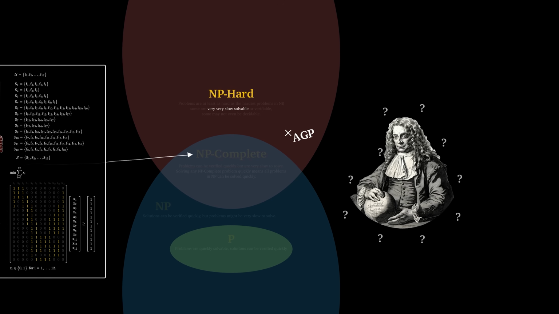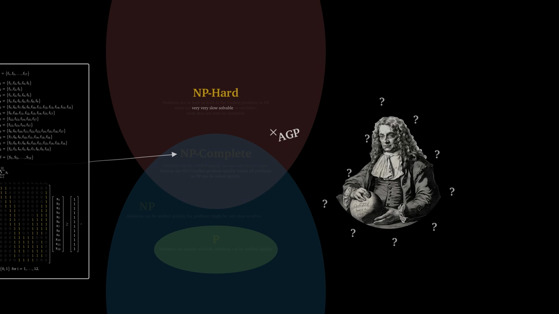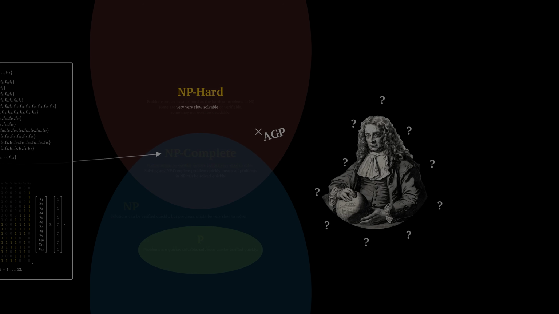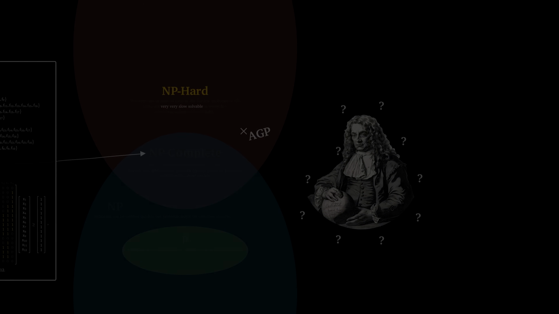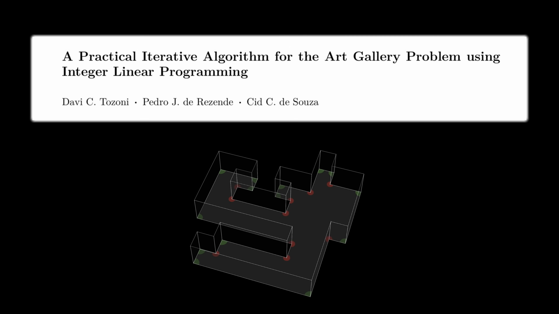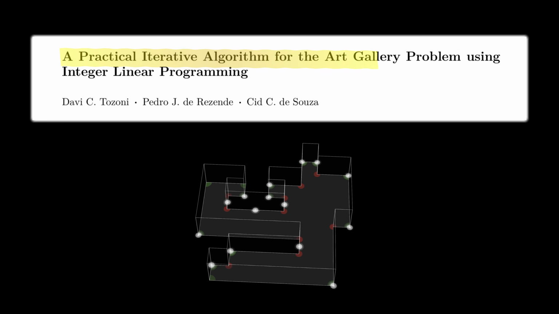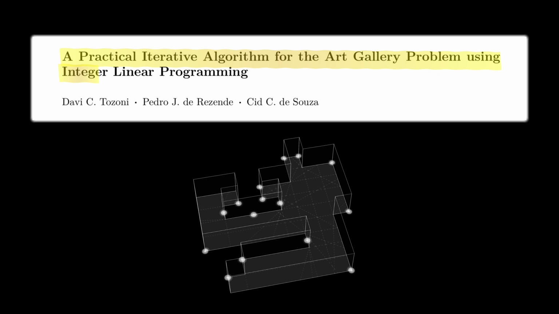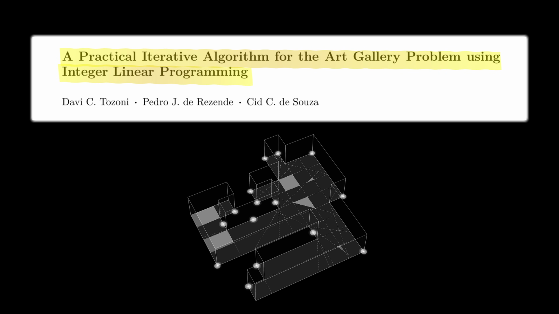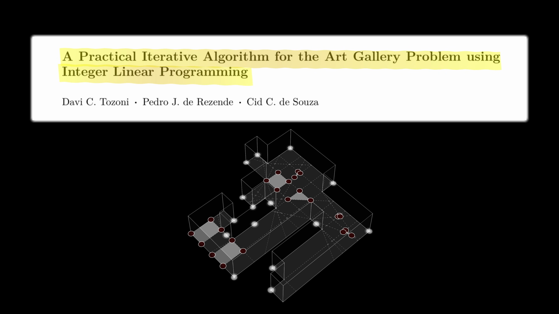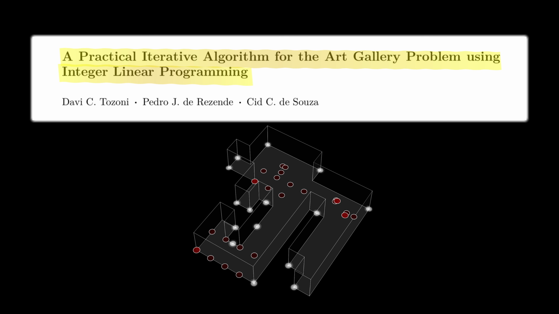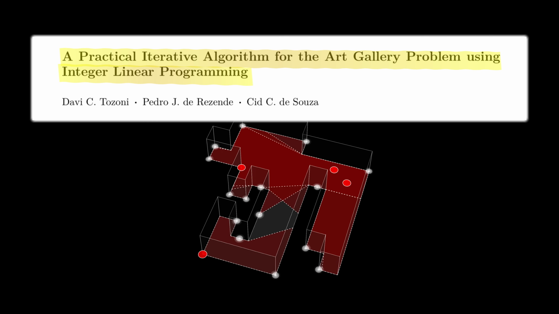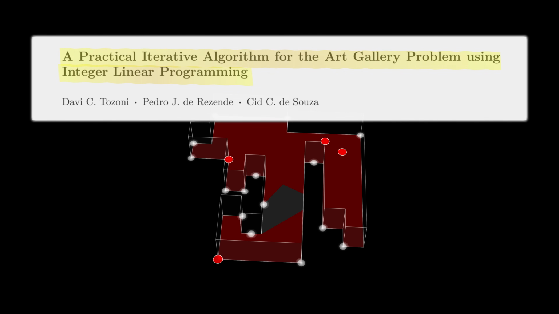What I want to show you in this part of the video is essentially the foundation for probably one of the best algorithms in the context of the art gallery problem. Namely, a part of the algorithm presented in the paper, a practical iterative algorithm for the art gallery problem using integer linear programming by Tosoni et al. The algorithm is actually surprisingly easy and is mainly based on iteratively solving cleverly modeled set cover instances.